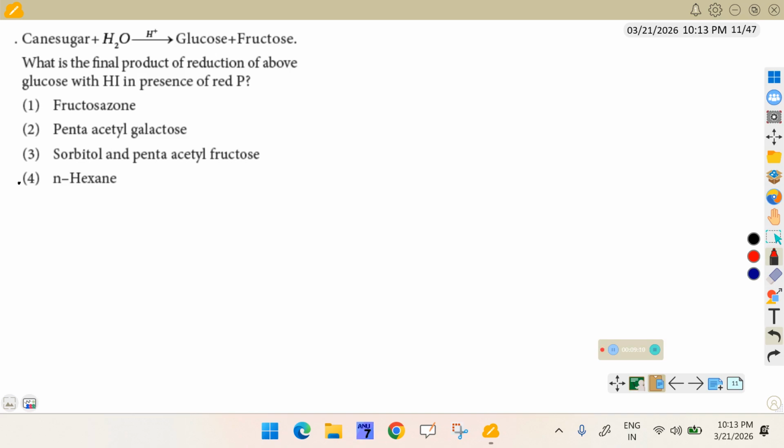Cane sugar plus H2O gives rise to glucose plus fructose. What is the final product of reduction of the above glucose? Glucose reacts with HI. Then it gives n-hexane. Based on this, in glucose, all carbon atoms are arranged in a straight chain form. n-hexane is the correct answer.